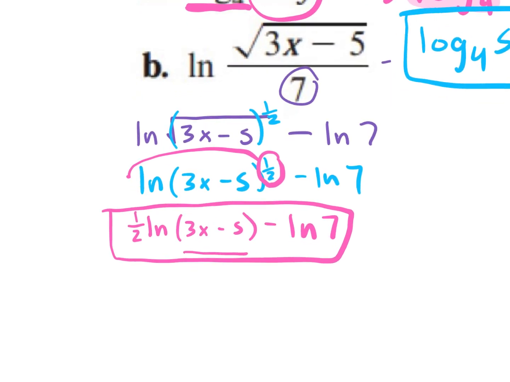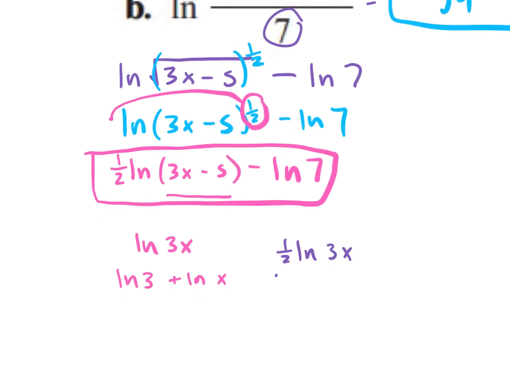If I had ln of 3x without the minus 5, this I could expand into ln of 3 plus ln of x. Or even if it had that 1/2 still in front of it, so 1/2 ln of 3x, I would expand this into 1/2 ln of 3 plus 1/2 ln of x. But because that minus 5 is there, we can't break that apart. It's just one thing. So these are just examples. But this would be our answer.